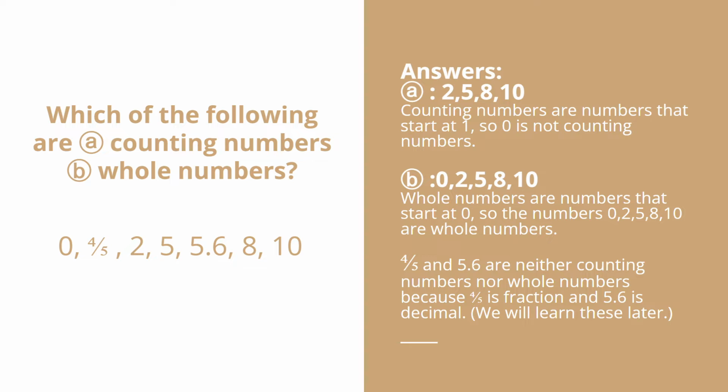4 over 5 and 5.6 are neither counting numbers nor whole numbers, because 4 over 5 is a fraction and 5.6 is a decimal. Both of them are not integers, and fractions and decimals are things that we will learn later.